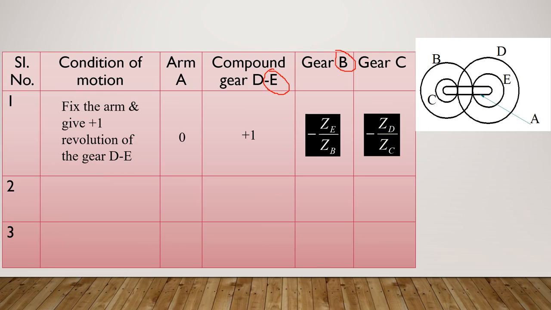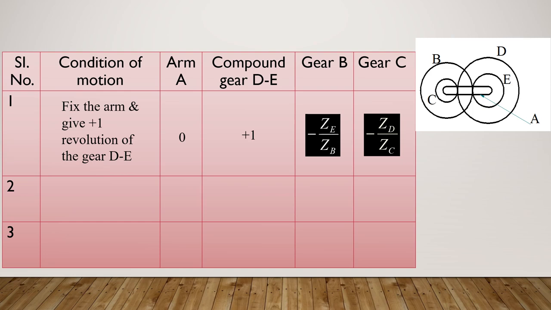Next, see the sense of rotation. If you give clockwise rotation to gear E, B will rotate anti-clockwise. So this ratio has to be written with the negative sign. So gear B speed value is the number of teeth in the driver gear to the number of teeth in the driven gear. Since you are giving one rotation to compound gear DE, E will be the driver for gear B here. So this is how you write for gear B.